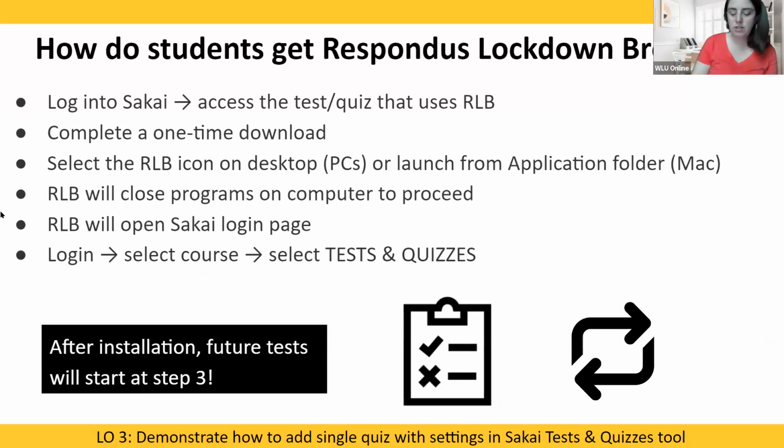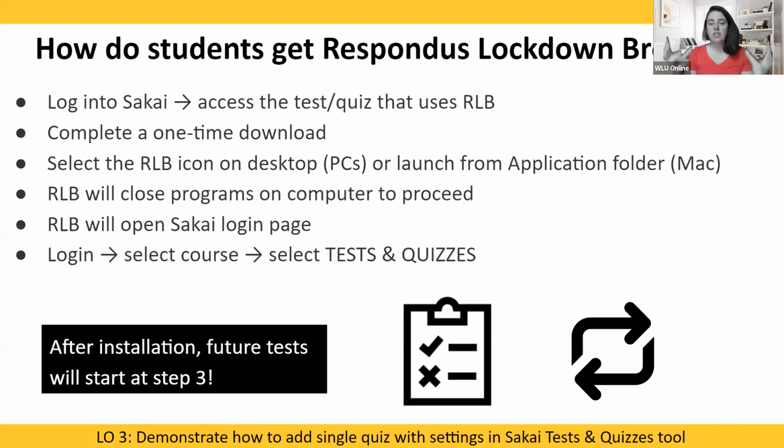So when you have students, you want to walk them through this setup. They need to log into Sakai and access that test that you've created that already has the Respondus setting to it. There is something that they're going to have to download to their device for that first time. And then when they launch it from their device, a PC or Mac, what it's going to do is close everything on the computer that's not necessary. It'll pretty much just keep the browser open. Then it's going to go to the login page, and students go back into Sakai, and they're going to go to their course in that test, and then it'll be ready to go.